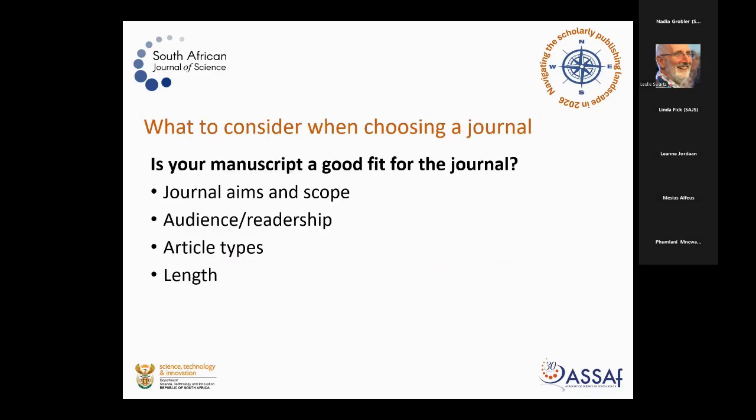Today we're going to be talking about a journal article, and what you need to consider when choosing the right journal is: is your manuscript a good fit for the journal? You need to look at what are the journal's aims and scope, as Leslie mentioned and Chrissy mentioned. You need to look at what is the journal's audience or readership, what article types does that journal publish, and are there any restrictions on length of the article type? Sometimes a big foot's just not going to fit in a small shoe.